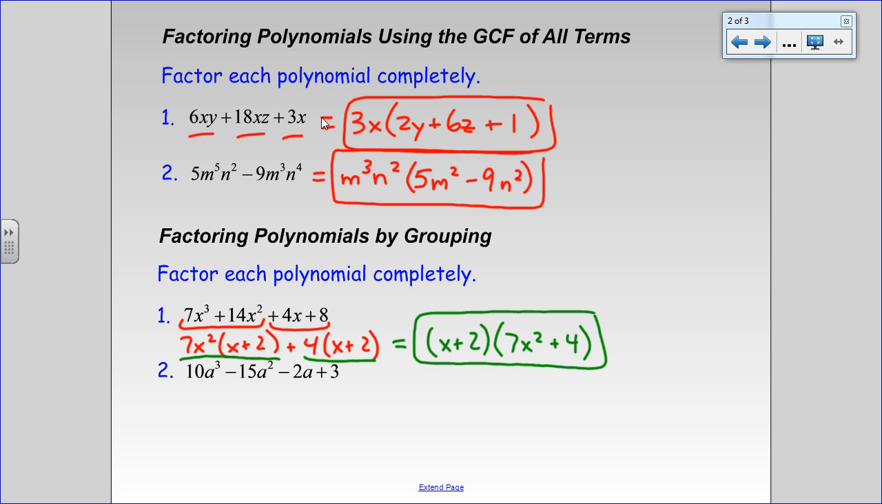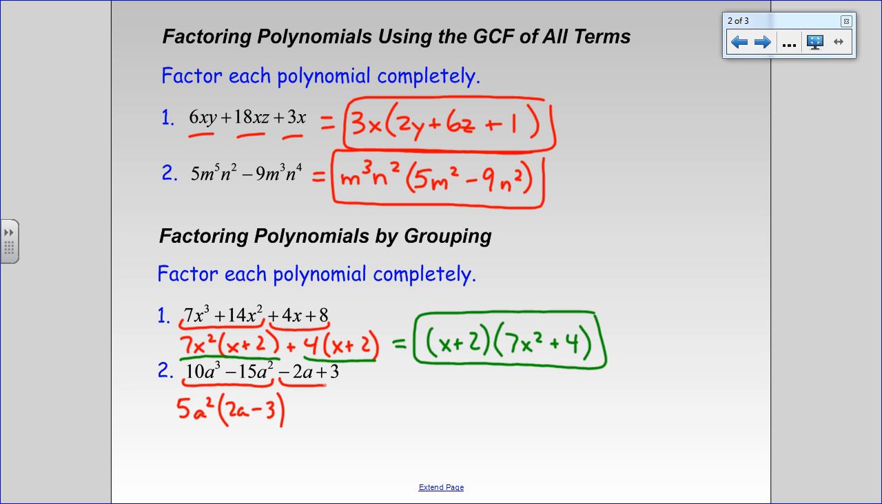Let's look at one final example. The polynomial 10a cubed minus 15a squared minus 2a plus 3. Again, there's no common factor for all 4 terms, so we can group the first 2 terms together, and we'll remove the common factor of 5a squared, leaving us with the binomial 2a minus 3.